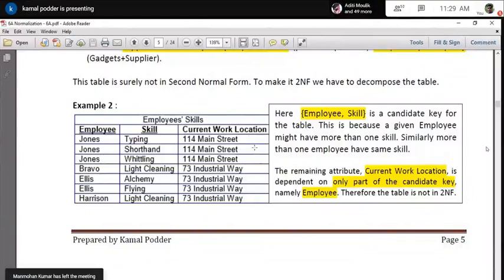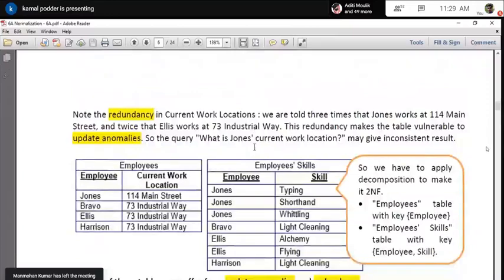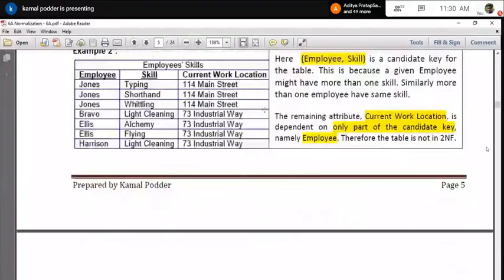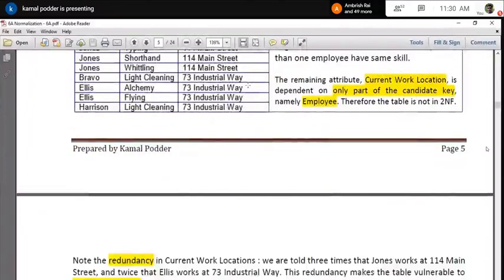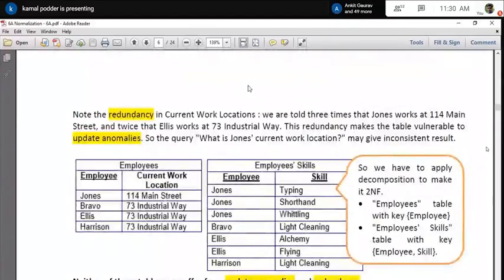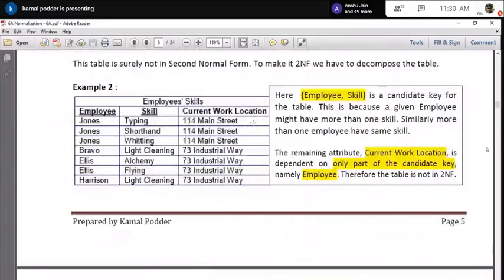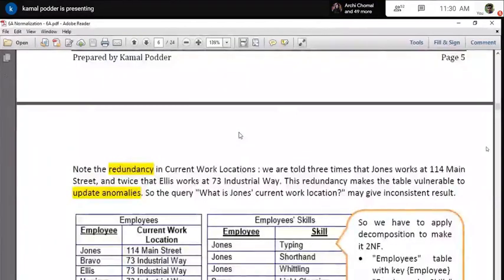Okay, now just see the redundant information I have provided. Naturally, these are all redundant information. This one, main stream 114, main stream, is repeating here. So naturally redundant information, and this can create the update anomaly. So the query, what is Jones's current work location, may give an inconsistent result, because if you just update this record but forget to update this one, then what will happen? The update anomaly can occur.